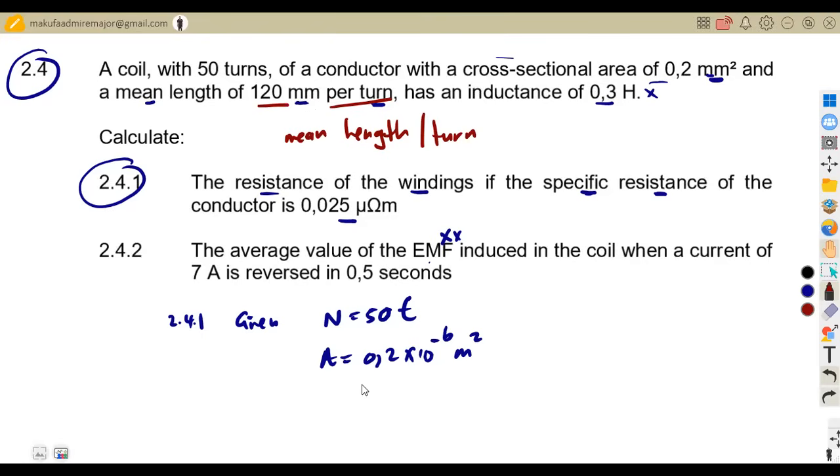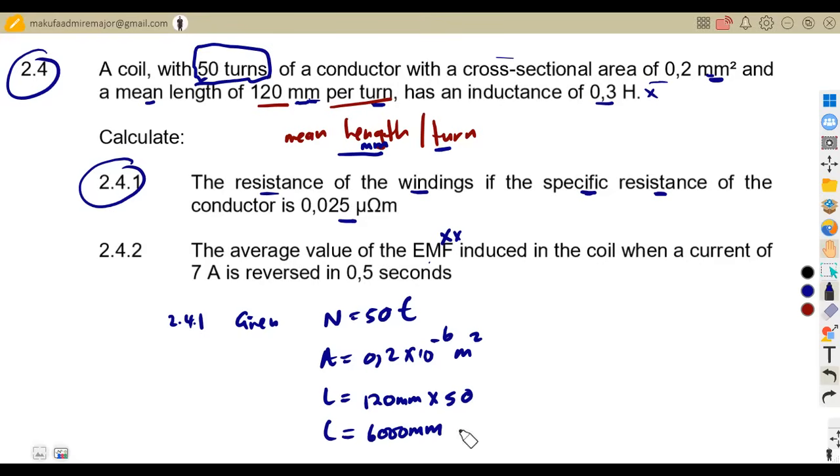So it means the total length is going to be the length that we are given in millimeters, which is our mean length of 120 millimeters times the number of turns. You multiply by the number of turns. There are 50 turns that you are given. So this gives us the actual length, which is going to be 6,000 millimeters.